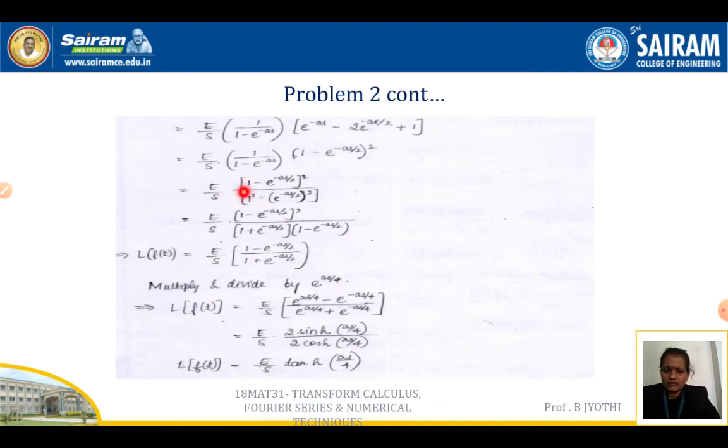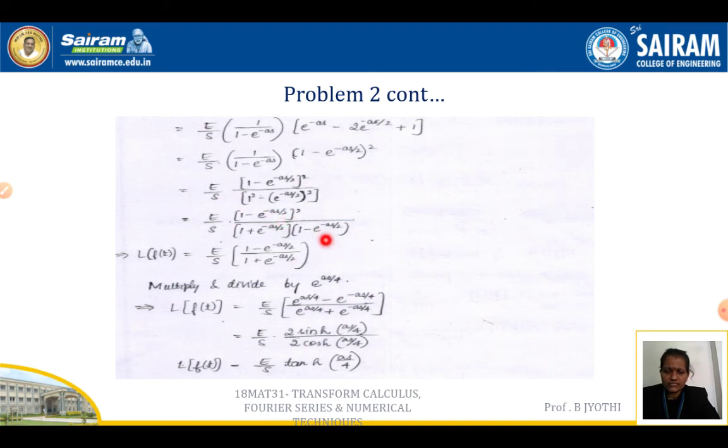And here 1 minus e power minus as by 2 the whole square, and the denominator can also be written in the form 1 square minus e power minus as by 2 the whole square. That is like a square minus b square form, by writing this as e power minus as by 2 the whole square. And this, if we split as a minus b and a plus b, we can write it as 1 plus e power minus as by 2 and 1 minus e power minus as by 2.